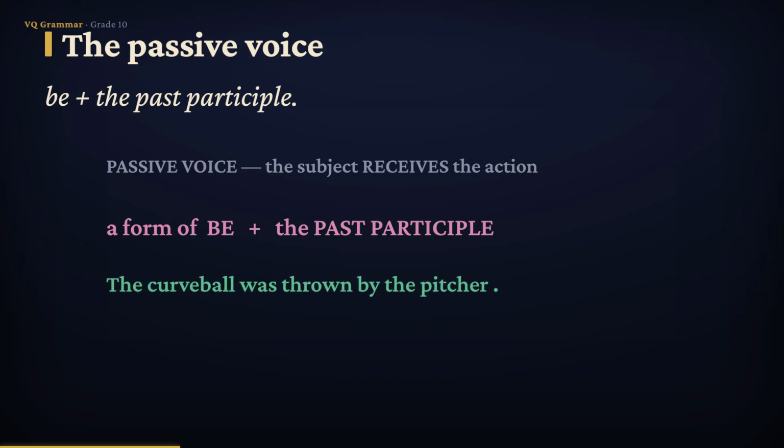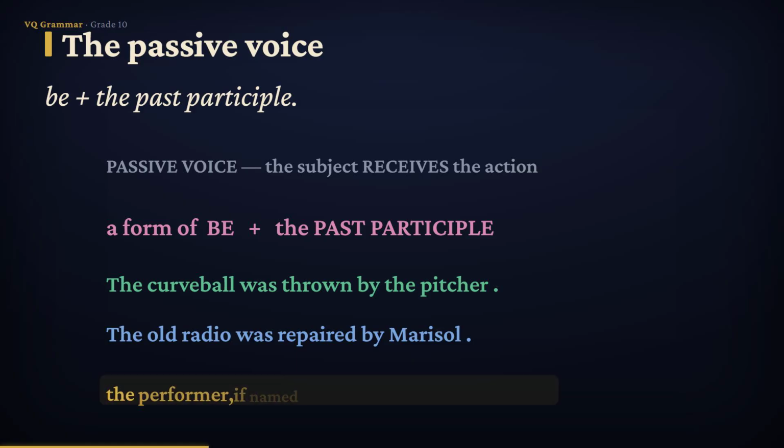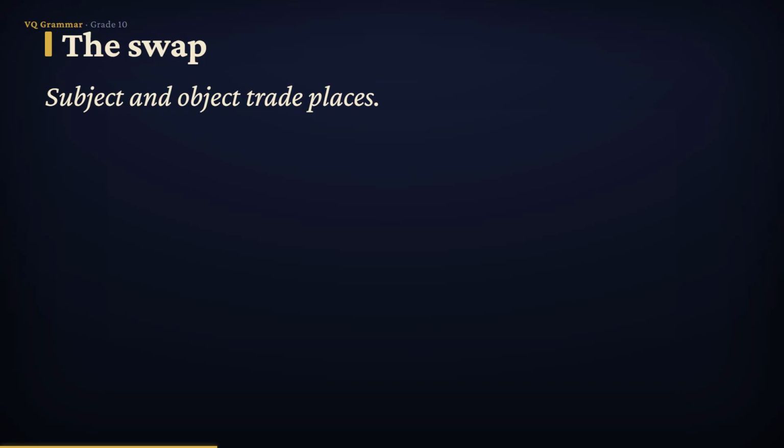The curveball was thrown by the pitcher. There's was, a form of be, and thrown, the past participle. The old radio was repaired by Marisol. Was plus repaired. In both sentences, the subject just sits there and takes it. And notice where the real doer went. The performer, if we name it at all, gets pushed to the back of the sentence inside a little by phrase. Here is the swap itself, and once you see it, you can never unsee it.